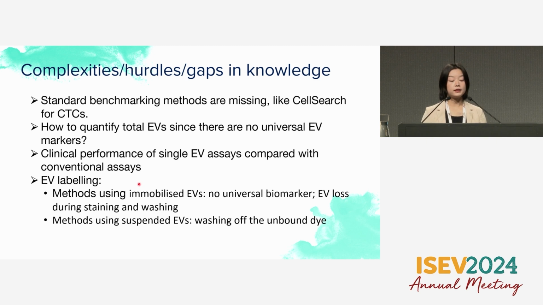As many of the techniques in single EV analysis require EV labeling, all the previous information from Charles's talk about EV labeling actually applies here. And here I put some of my own thoughts. If you are using a technique that relies on immobilized EVs, then there is the issue that there is no universal biomarker, and you will probably lose EVs during the staining and washing protocol. And for methods that require the EVs to be suspended in solution, then of course washing away the unbound dye, especially antibody, will be a huge issue because EVs are quite small.